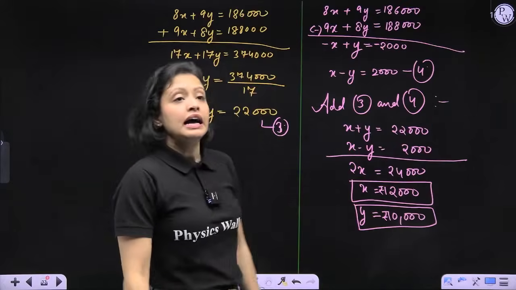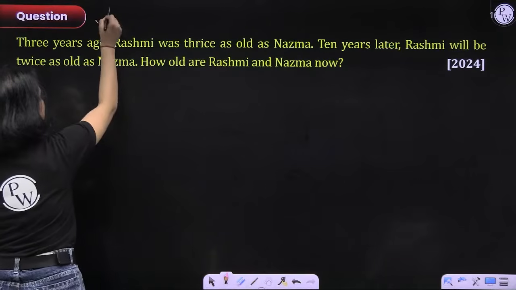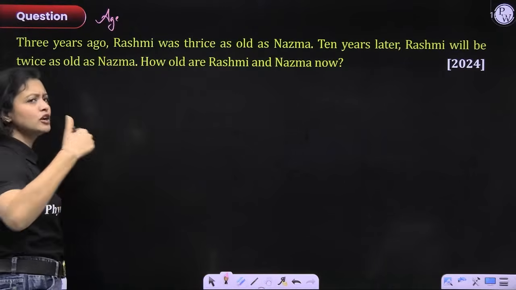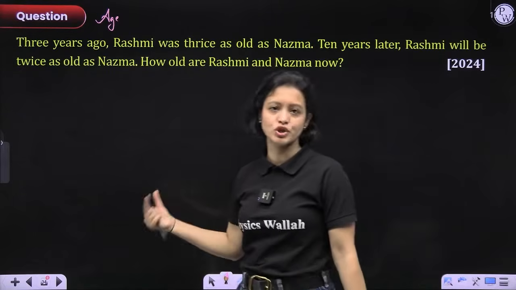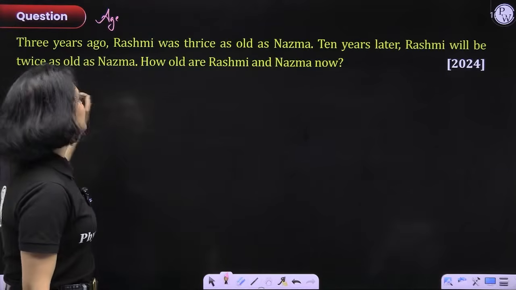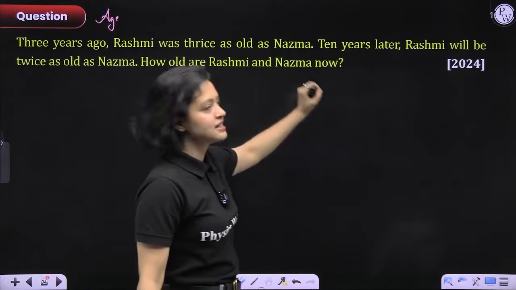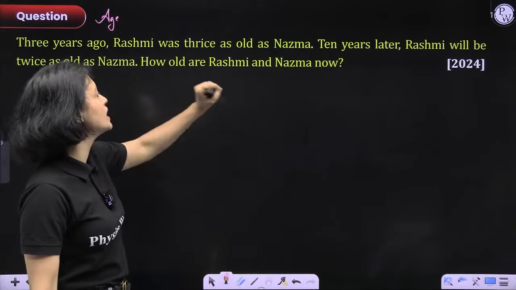Okay, now here we have a question based on age. So we have done a question on angles, we have done a question on money, and now this is an age-based question. Again, very common, guys. It was asked in 2024. So 3 years ago, Rashmi was thrice as old as Nazma. 10 years later, Rashmi will be twice as old as Nazma. How old are Rashmi and Nazma?